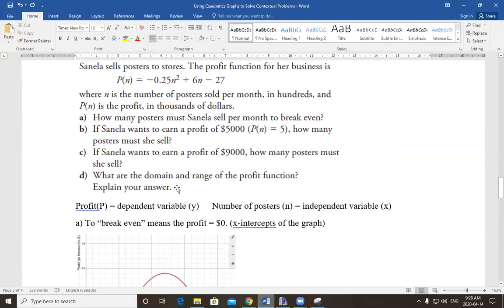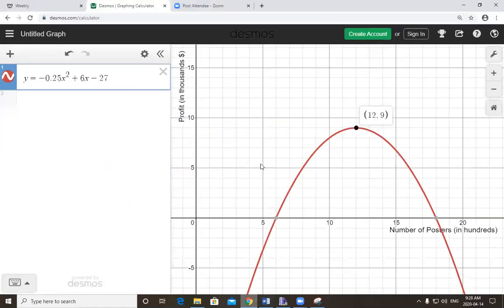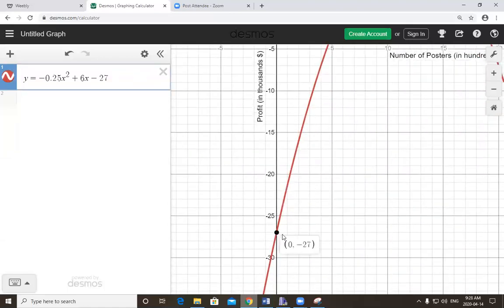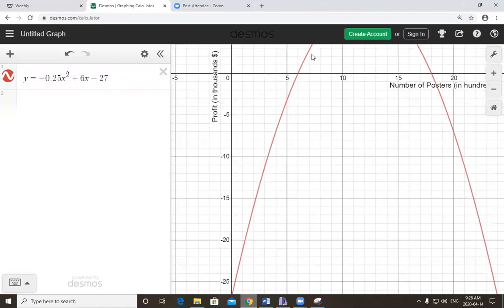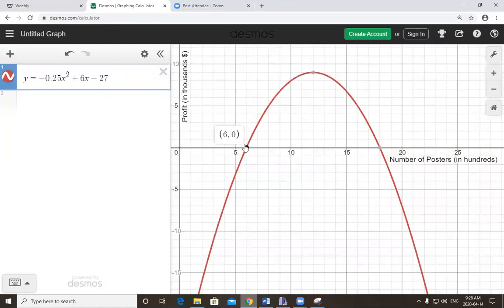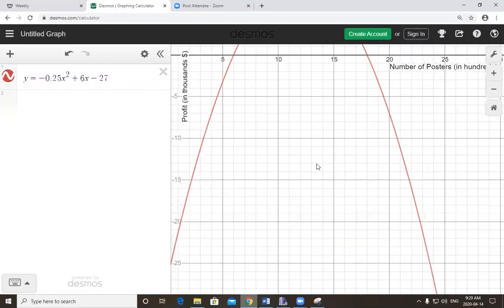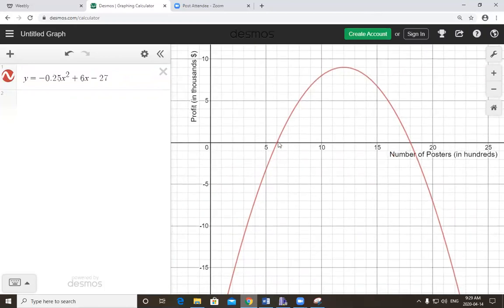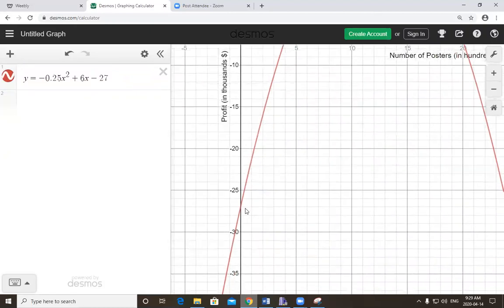Last is domain and range questions. So it's asking, what is the domain and the range of the profit function? And again, in context. Now, usually we only hang out in quadrant 1, but remember we started here. We can, for the range, go down to -27 because that represents the profit lost if she does not sell any posters, because of course, she's going to have to make a minimum of 600 posters. So if she makes 600 posters and doesn't sell them, then she's going to lose money. Okay, so there is a minimum amount of posters she's going to have to sell to offset her production costs. So we do, for the range, have to account for that -27.